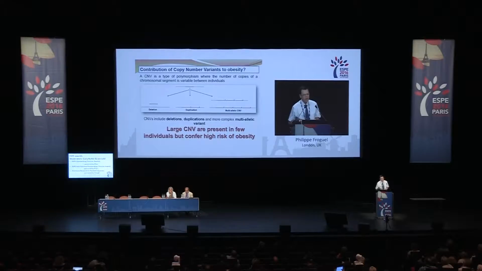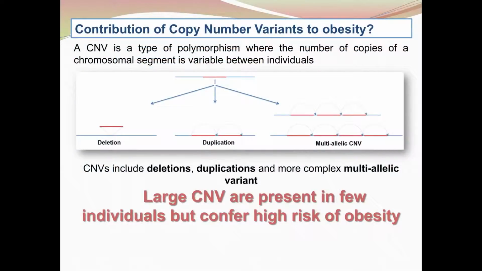Now, there's not only point mutation. A large part of the genetic polymorphism between individuals are copy number variants. There are different kinds of copy number variants, but if I want to be schematic, I will say that there are some deletions, less DNA, duplications, too much DNA, and you have some genes which exist in a form with 1, 2, 3, 4, 5 different copies of the same gene. What has been shown recently is that at least some large copy number variants are present in few individuals, but confer a high risk for obesity.